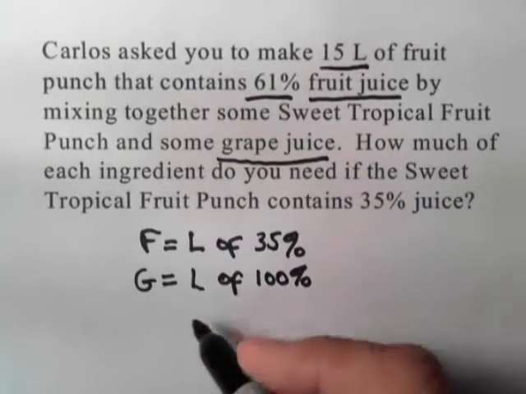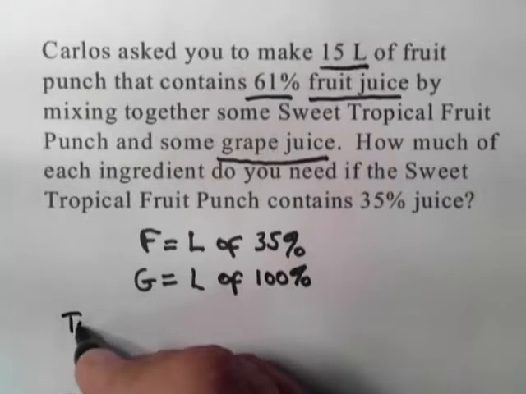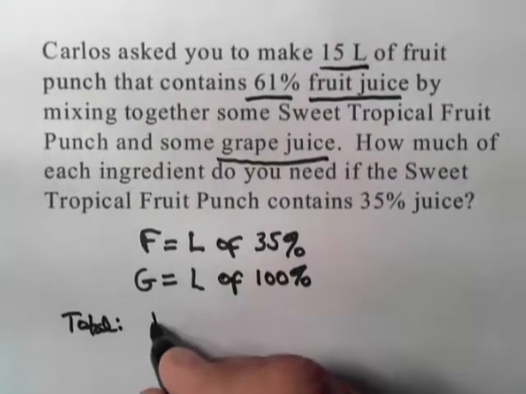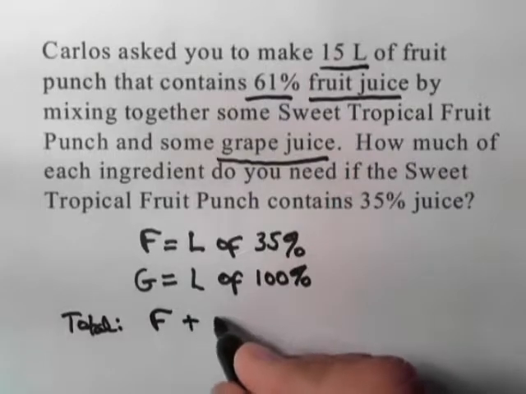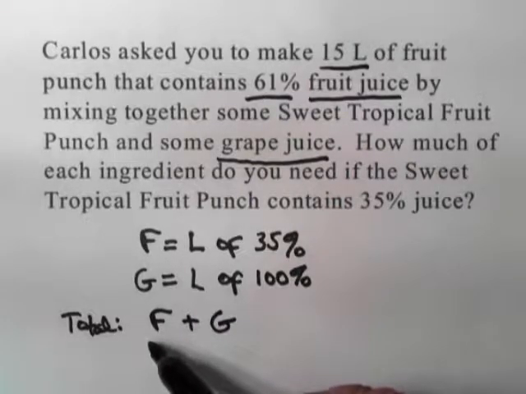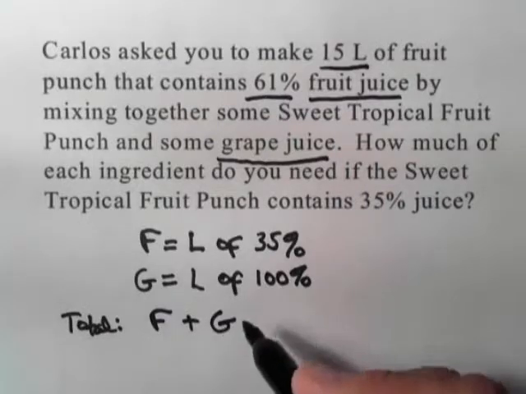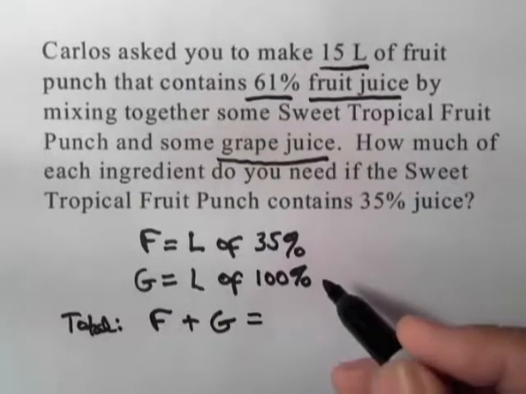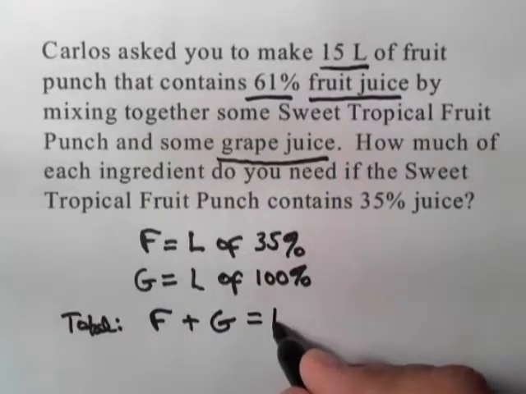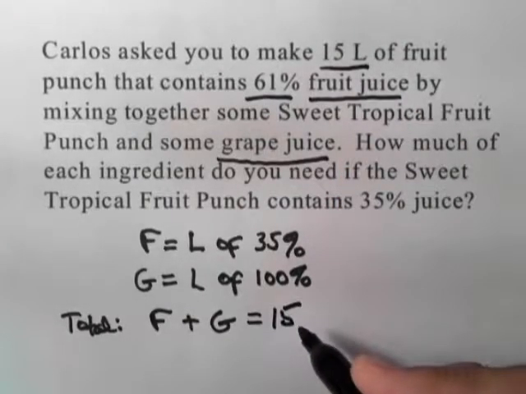Okay. Now, first off, our total equation. Just add these two together. F plus G. This is the liters of the tropical fruit punch and the liters of the grape juice. Well, that's got to equal the total liters we want, which up here was told us was 15.